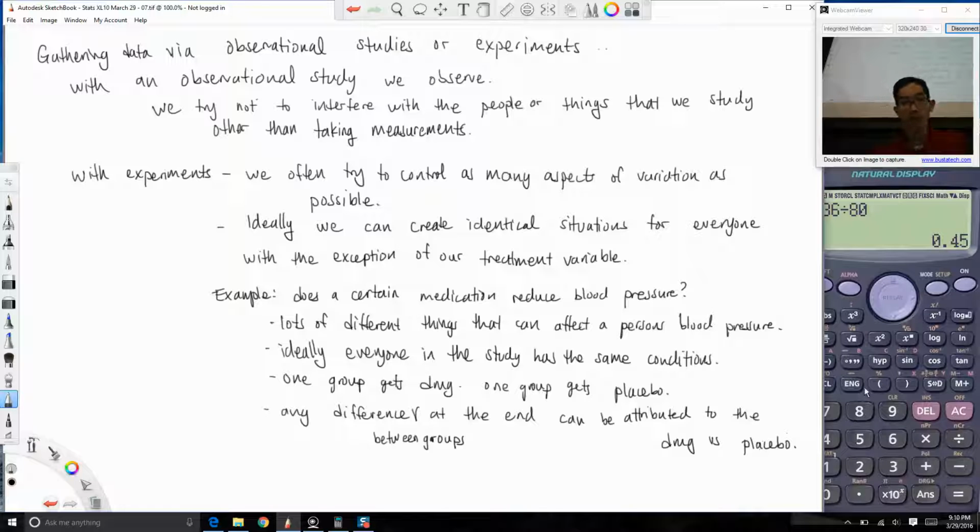Whereas if you didn't set up the experiment in this controlled fashion, you might find that you're not sure if it's because of the drug or because of many of the other aspects.